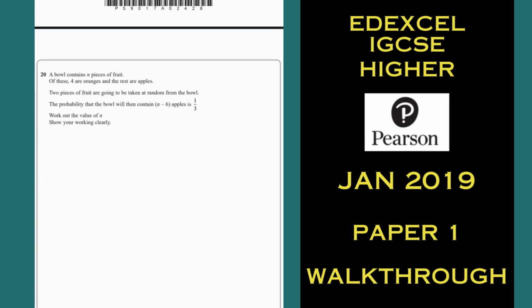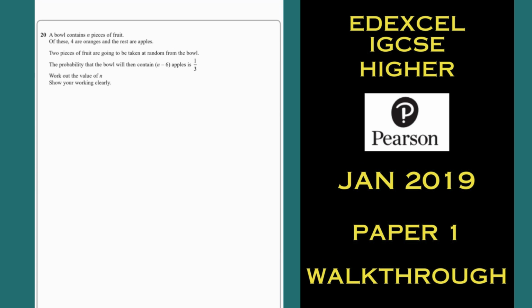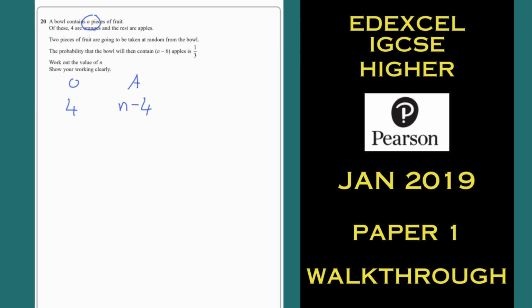On we go to probability with lots of unknowns, but one bit at a time. Oranges, apples. 2 are taken at random. 4 are oranges. N is the total, so n minus 4 must be apples. This is one of those hidden algebra questions. So, what's the probability? 2 pieces of fruit are going to be taken.